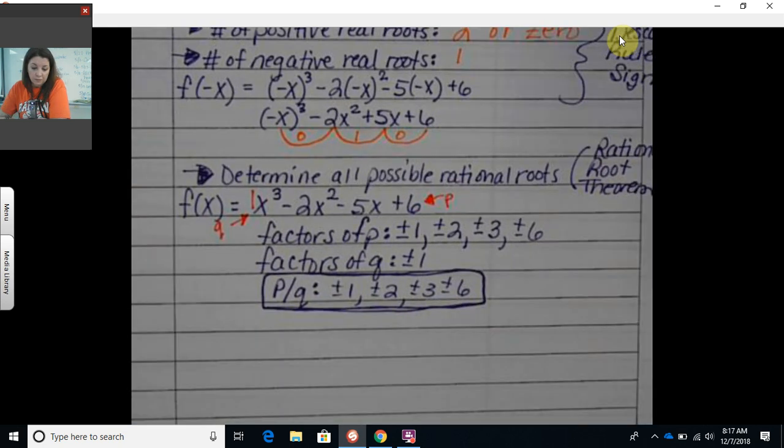So basically we use the rules and theorems that we found in the first part of the notes. Now we're going to actually use that information to help us figure out what the actual roots are. We know there's going to be 3 of them. We have to find them.